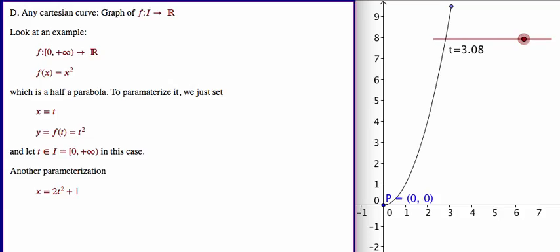Because whatever you take x to be, y has to be the square of x, because y is that function of t. So y would be not t squared, but 2t plus 1 quantity squared in this case. And you get the exact same curve.